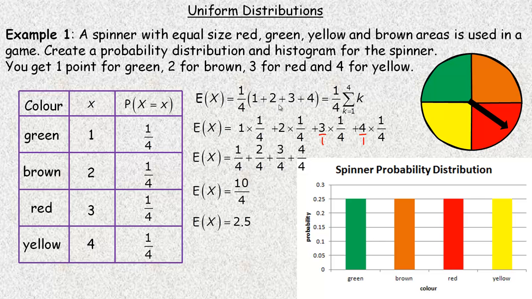So if k is 1, we get this term. If k is 2, we get this term. The next number would be 3, and the last number is 4. That's how the summation represents the series 1 plus 2 plus 3 plus 4. So when you see this, that's all it means. The summation is just the sum of all the outcomes from the probability distribution.